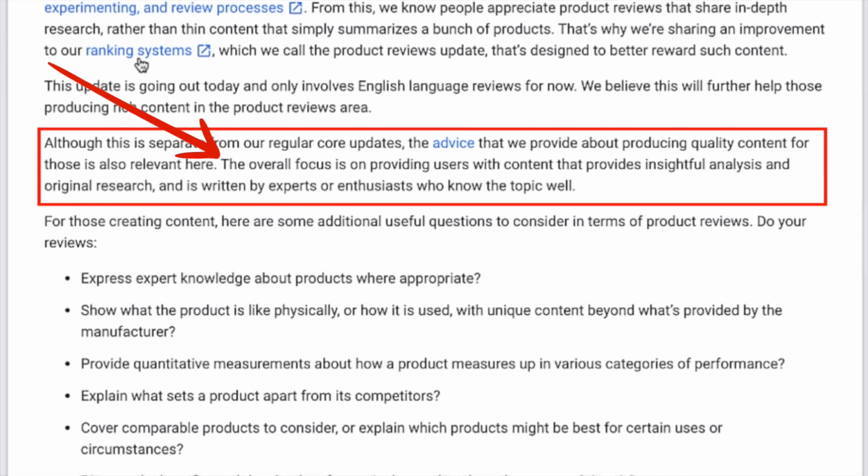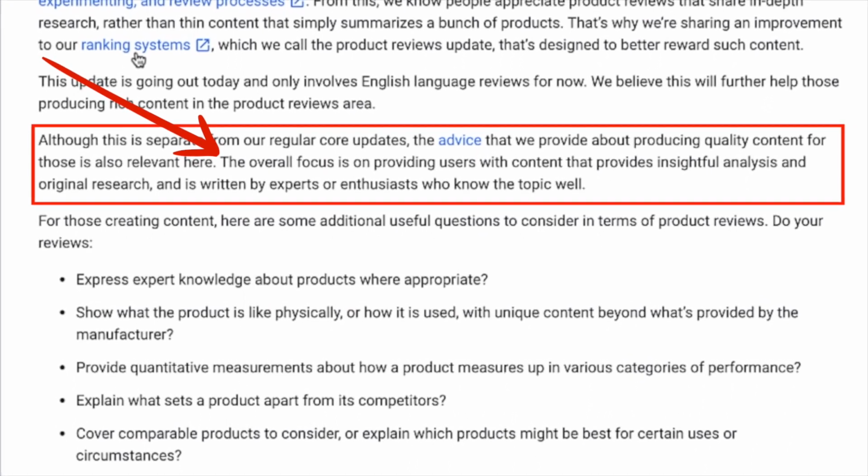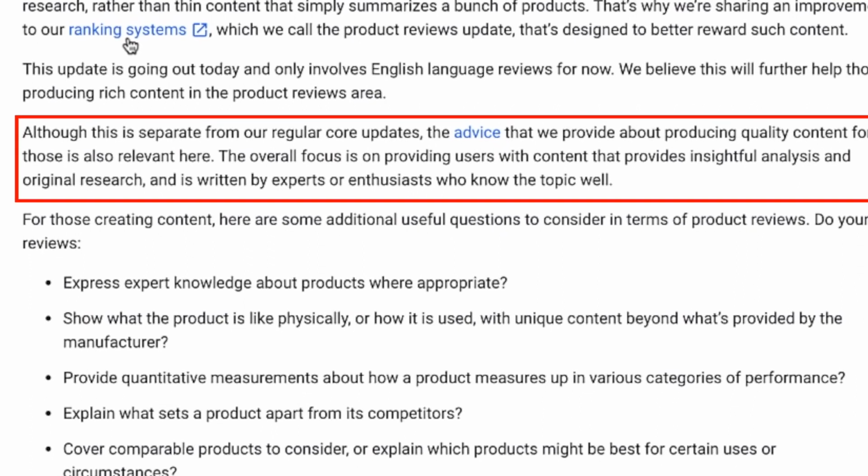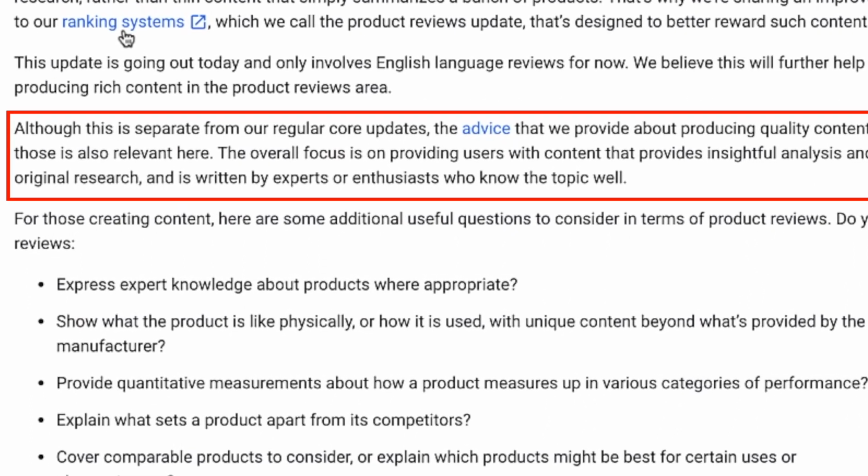You should still be applying all of those strategies and tips to your content in general, and that obviously also covers your product reviews. The overall focus on providing users with insightful analysis and original research, written by experts or enthusiasts who know the topic well. So this exactly summarizes Income School's methodology and the type of strategy that they're moving forward with, which I'm using as well.